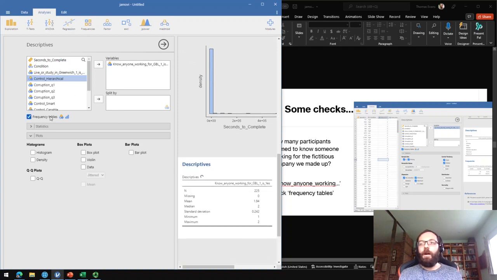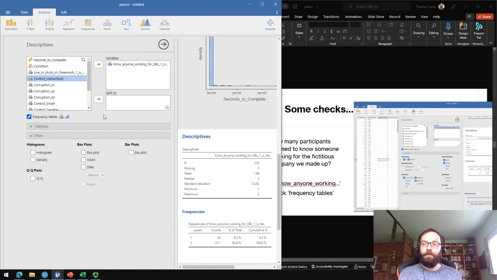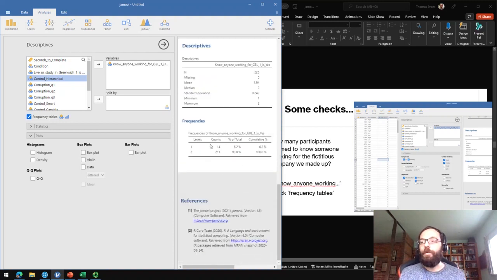So let's have a look for our frequency tables, which will tell us the breakdown. And you can see on the right-hand side of the screen, you have your frequencies table. And we see that 211 of our participants claim they do not know anybody working for this organisation. However, 14 participants did. Oh dear. Probably problematic, but again, we didn't pre-register this as an exclusion criteria, so this is just good to know. This is something to acknowledge that we might want to be cautious about, and nothing too much to worry about there.